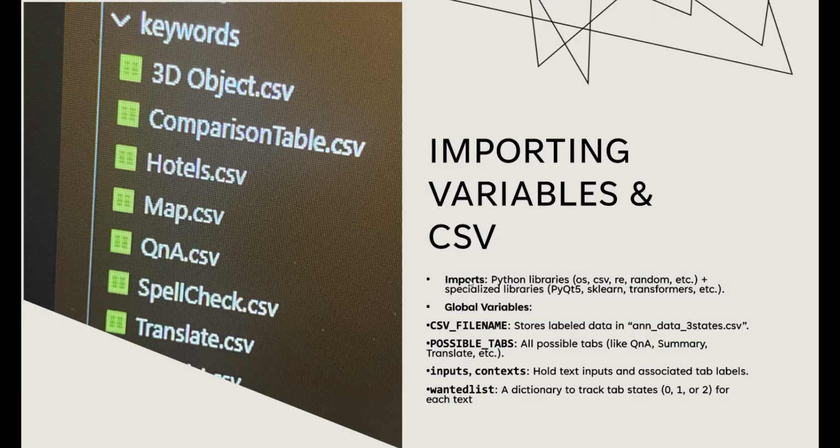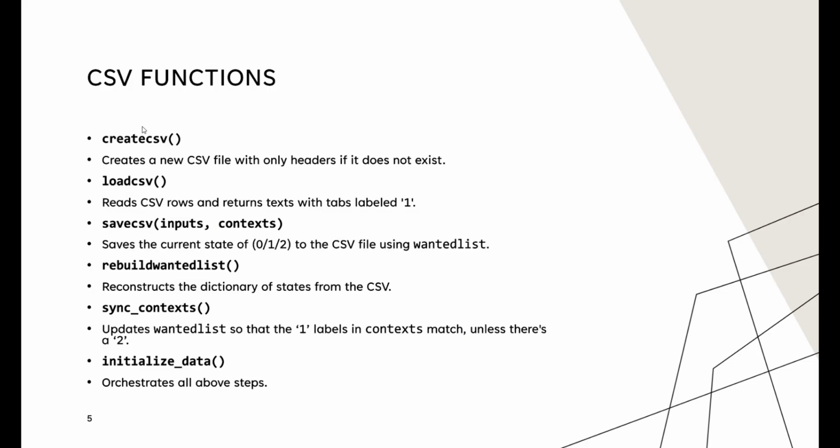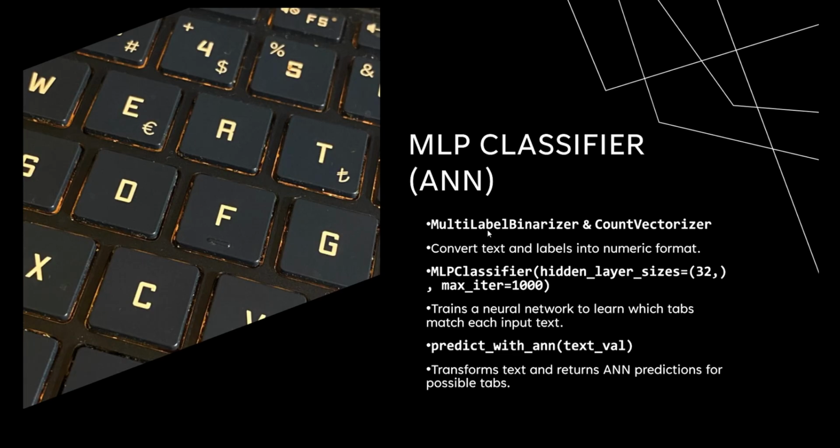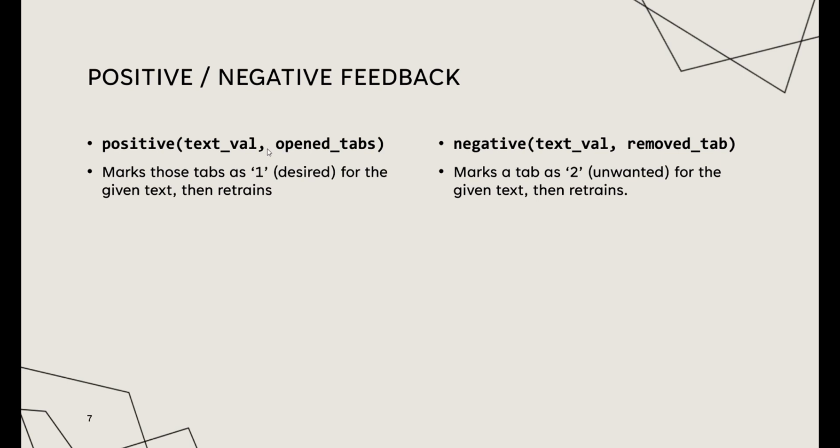So we import the variables, CSV files for the data, and the libraries for the ANN. And there are the functions. We create the data, load it, save it, and so on. We have our MLP classifier, which trains the neural network, and another function converts text and labels into numerical format and so on.